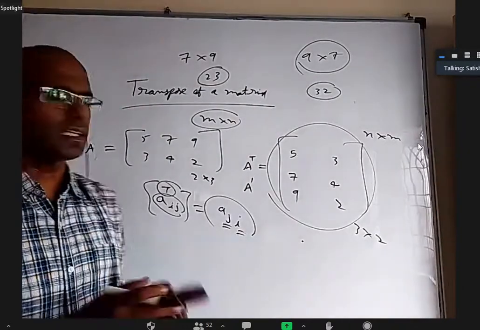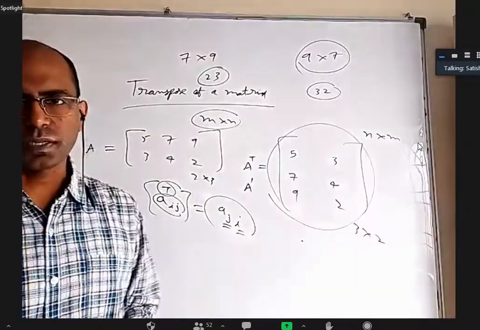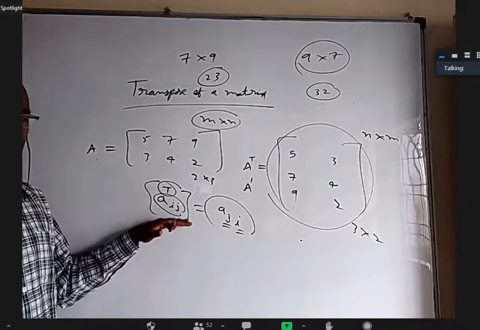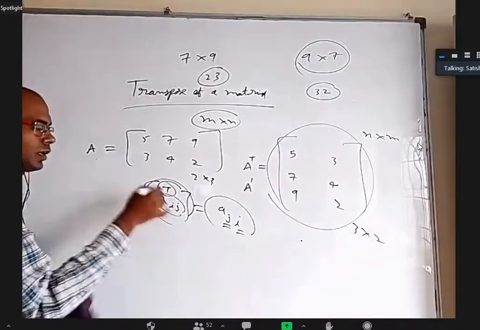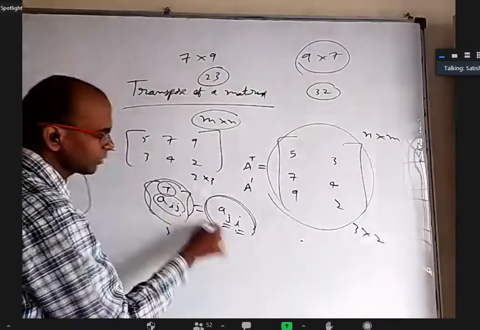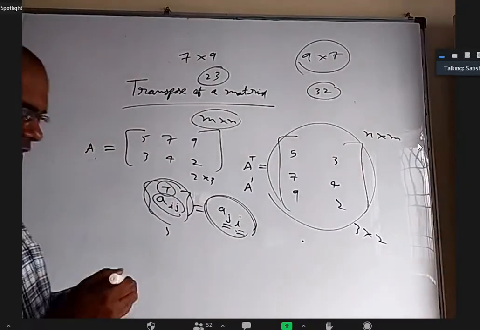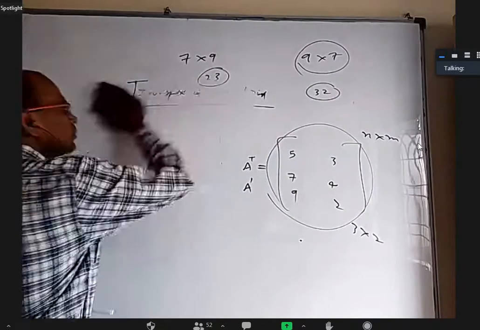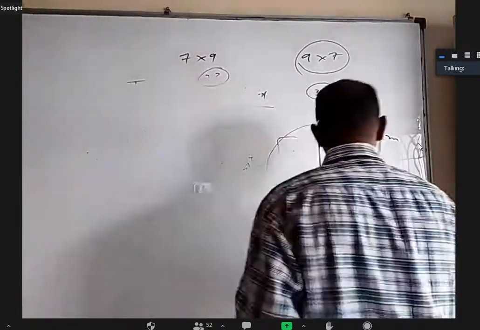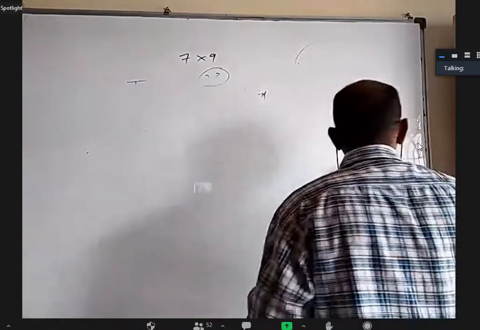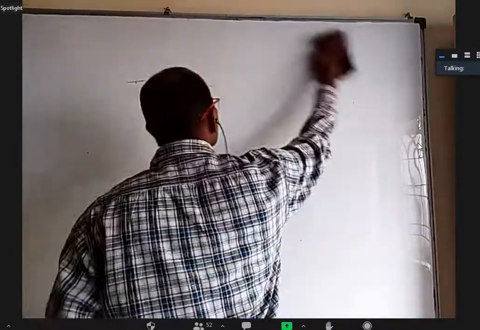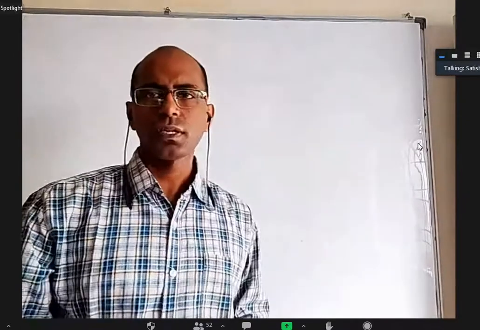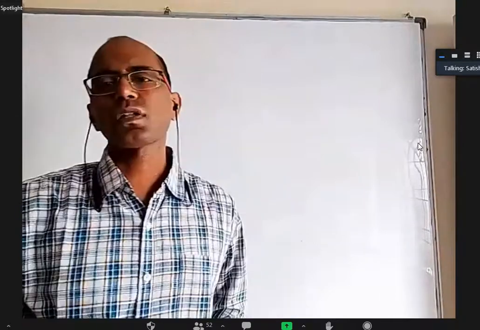So theoretically, I can say interchanging rows and columns will give a transpose matrix, or I can simply write that the ijth element of the new matrix will be the jith element of the original matrix. So this is the definition of transpose. That's very simple. When you transpose it, the order will reverse. But if it is a square matrix, the transpose also will have the same order, but the elements will change.